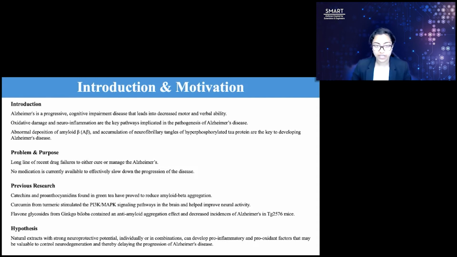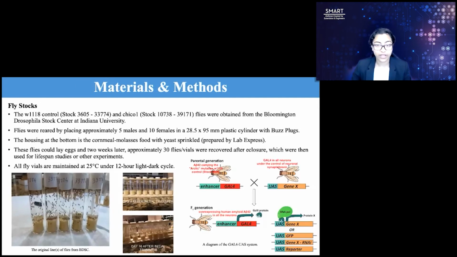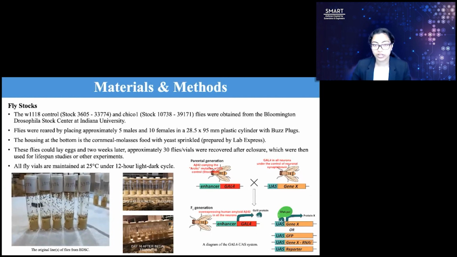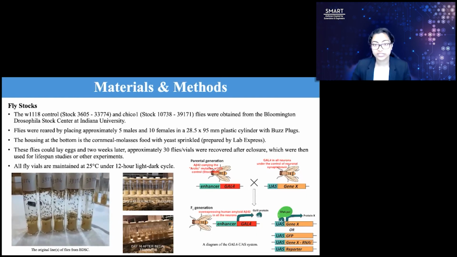And so since these pathways initiate the abnormal deposition of amyloid beta and the accumulation of neurofibrillary tangles of tau protein, which thereby leads to neuronal death, I hypothesize that natural extracts with strong antioxidative and anti-inflammatory properties may be valuable to control neurodegeneration and thereby delay the progression of Alzheimer's disease. So Drosophila melanogaster, or the common fruit fly, has become a model organism and is believed to have roughly a functional homologue of 75% of human disease-causing genes.